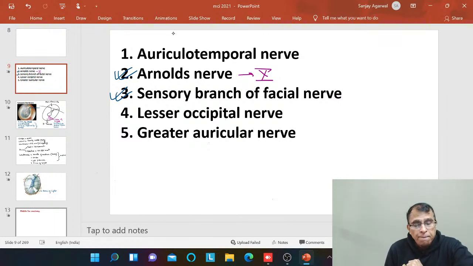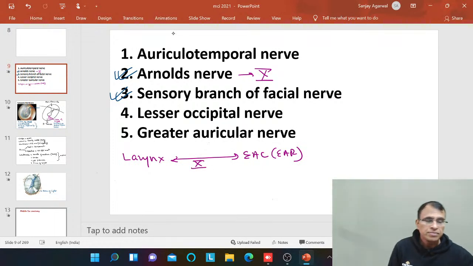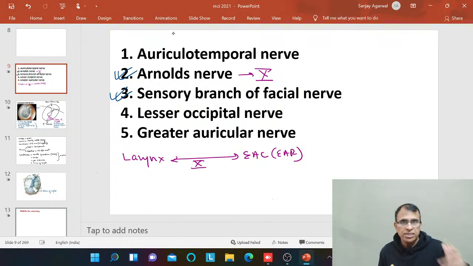Now, if I ask you what is the connection, ENT में दो चीजें हैं, larynx is ENT and ear is ENT. So if I ask you what is the connection between larynx and external auditory canal, ear बोल दो, what is the connection? You can say they are both supplied by the same nerve, 10th nerve, vagus. That's the connection. Branch अलग अलग हैं, but they are both supplied by the vagus. As a result, what happens? कि एक में problem होती है, so other one feels the problem.